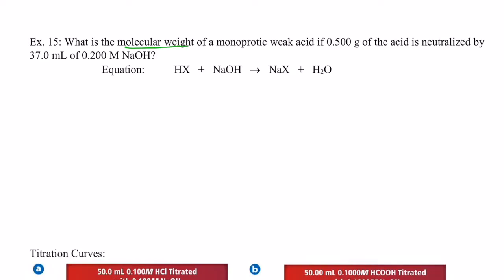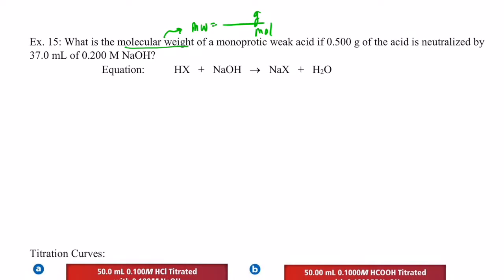Now, to find molecular weight, kiddos, we need to know 2 things. Molecular weight has the units grams per mole. Right? The molecular weight of a substance would be its weight in grams per mole. So I need to know 2 things, the number of grams and the number of moles. Then I'll divide grams by moles and I'll have my molecular weight.